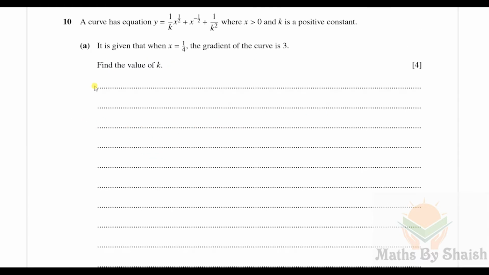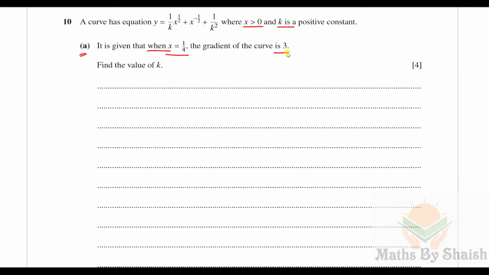Here is question number 10. A curve has equation y equals 1 over k times x to the power 1 by 2 plus x to the power minus 1 by 2 plus 1 over k squared, for x greater than 0, and k is a positive constant. It is given that, this is the first part, when x is equal to 1/4, the gradient of the curve is 3.